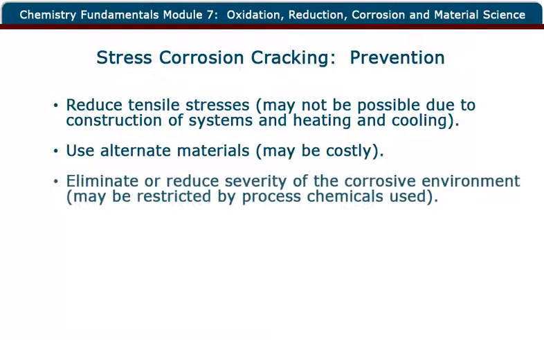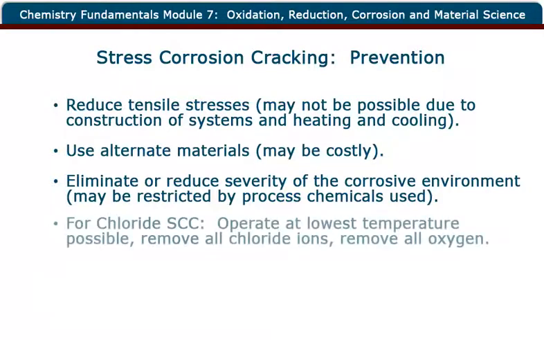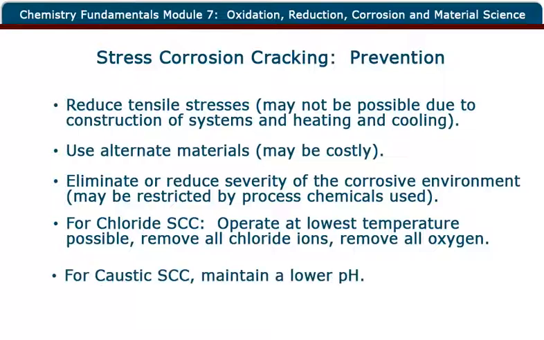Eliminate or reduce severity of the corrosive environment. This may be restricted by the process chemicals used. For chloride stress corrosion cracking, operate at the lowest temperature possible. Also, remove all chloride ions and all oxygen from the process. For caustic stress corrosion cracking, maintain a lower pH.